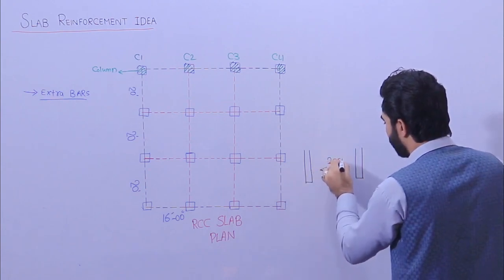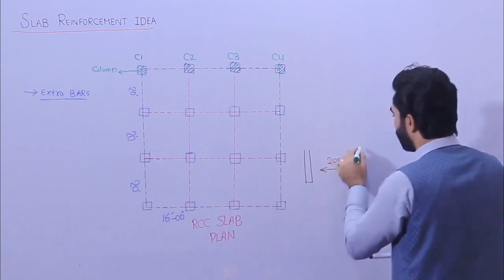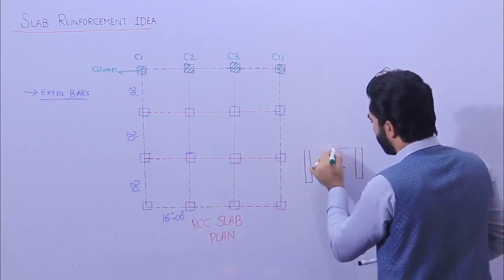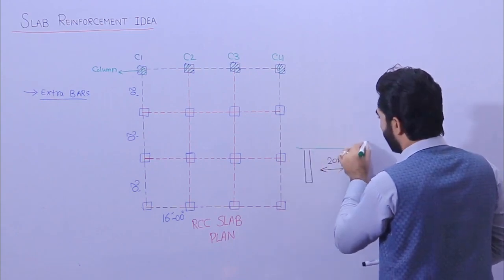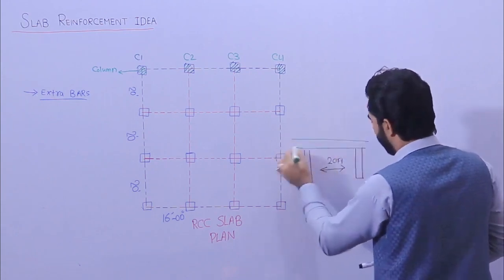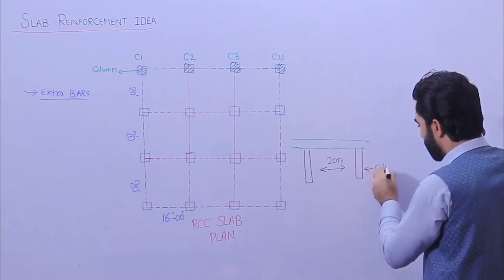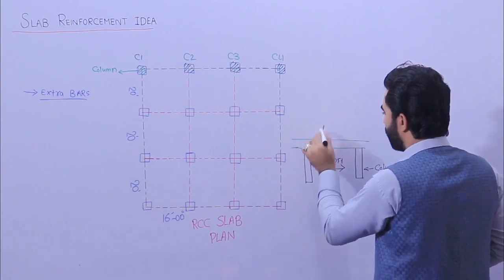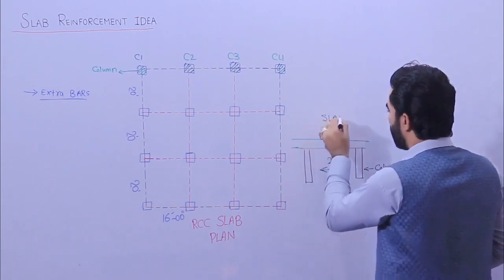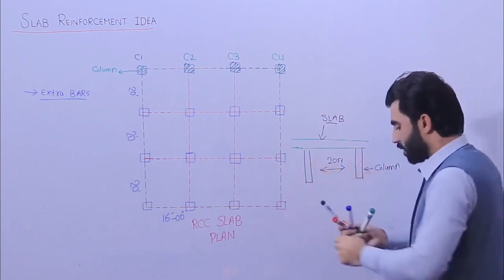Okay, on the top of these columns, you can see guys, this is an RCC slab. This is slab, this is column, this is also column, and this one is slab. Now guys, here this is one support, this is the other support.